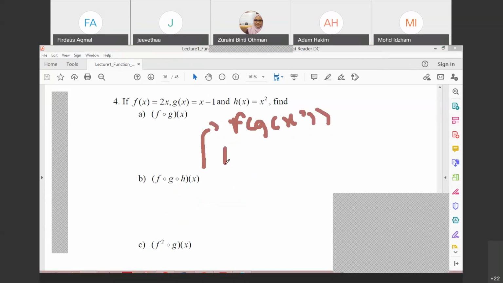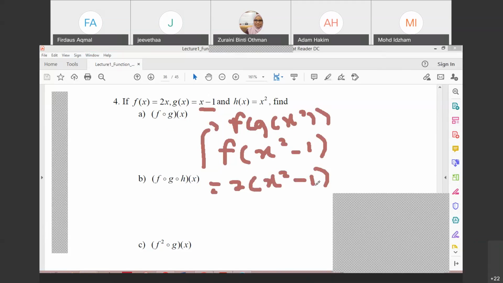Okay. So now F dalam dia ada G, G kita ialah X tolak 1, bermaksud X kuasa 2 tolak 1. Okay, so now F composite G, dalam ni semua letak kat dalam ni. Maksudnya 2 kali dengan X kuasa 2 tolak 1. Kalau nak kembangkan boleh, tak nak kembangkan biarkan macam ni pun boleh juga. Okay, selesai. Yang ni selesai.